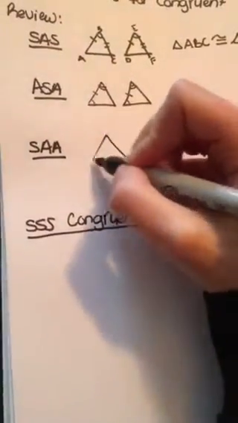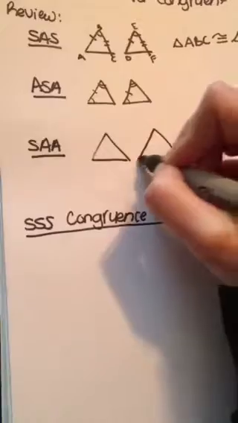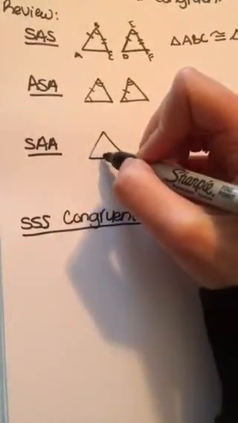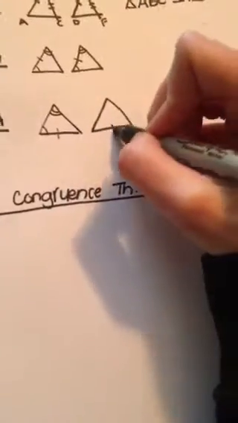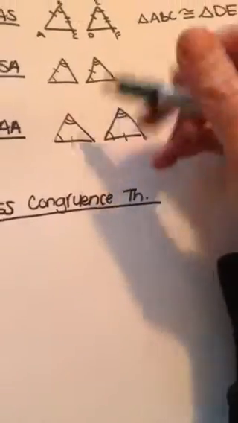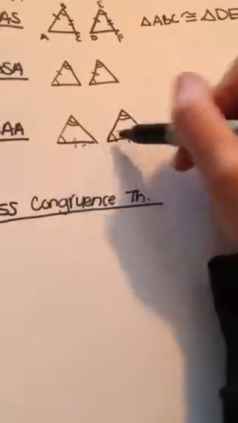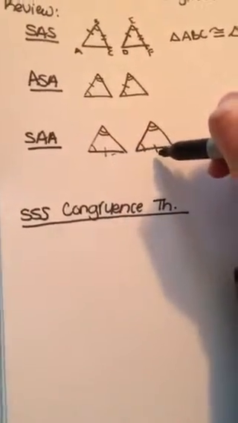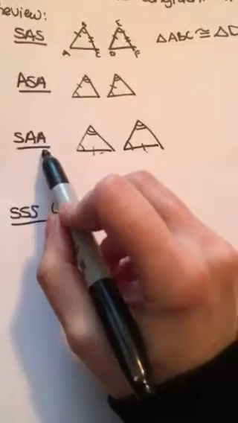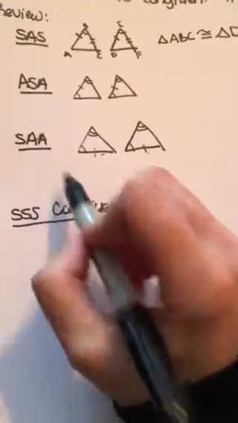Here I have side angle angle. Here we have two angles and a non-included side. If I have two angles and a non-included side, that is side angle angle, and those triangles are also congruent.